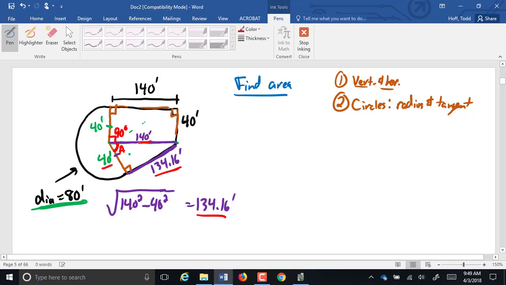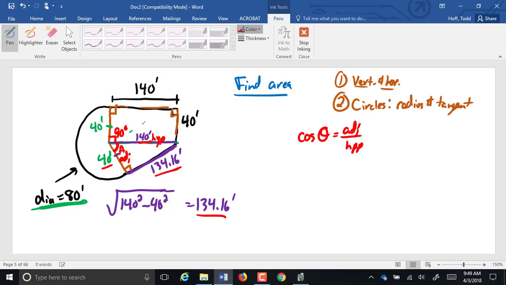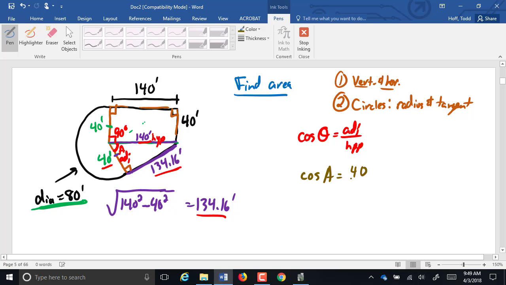So according to angle A, the 140 is which side of that triangle? Hypotenuse. The 40 is next to the angle, so it's the adjacent. So adjacent and hypotenuse is cosine. Cosine of an angle is equal to the adjacent over the hypotenuse. Let's plug in what we know. Do we know the angle? No, angle A is what we're trying to find. The adjacent side is 40 and the hypotenuse is 140.